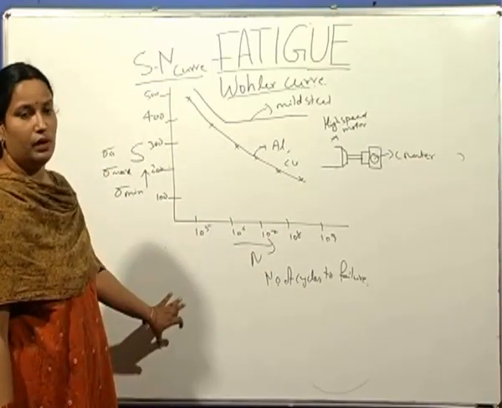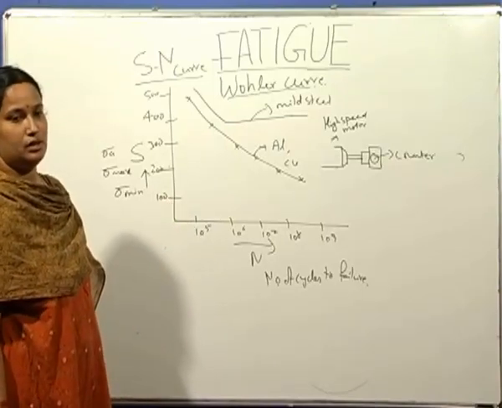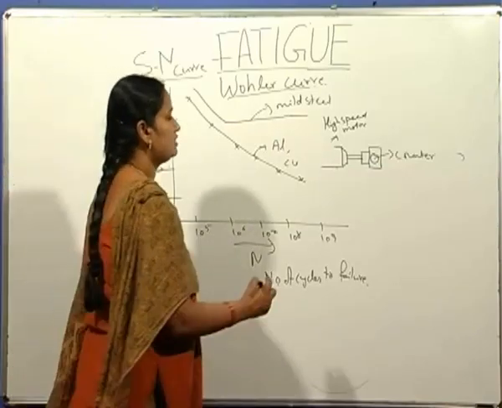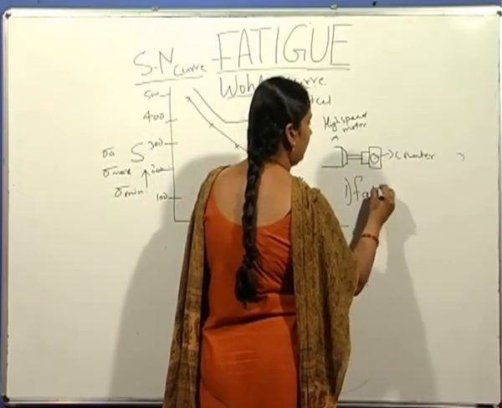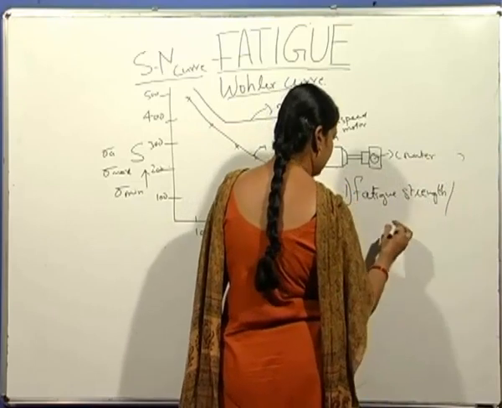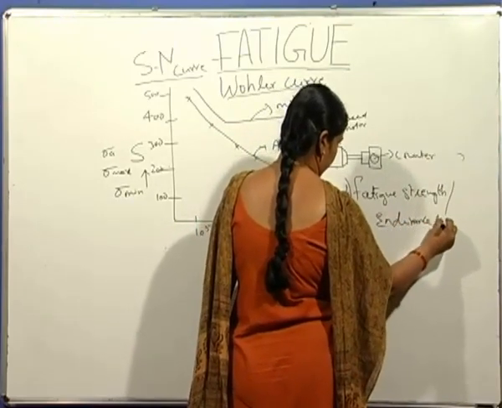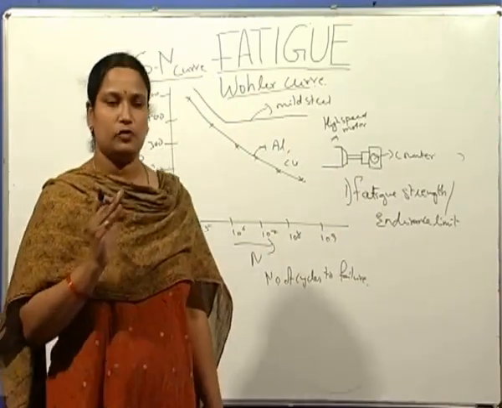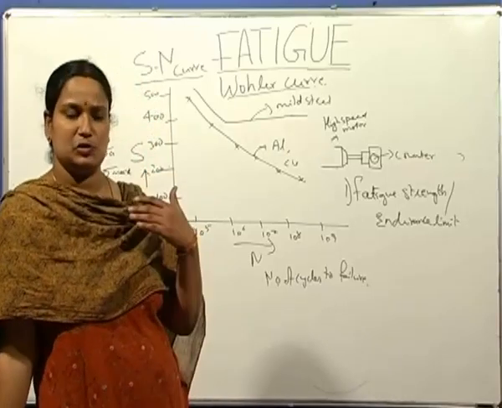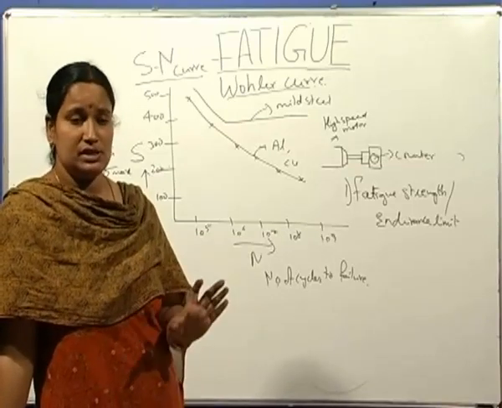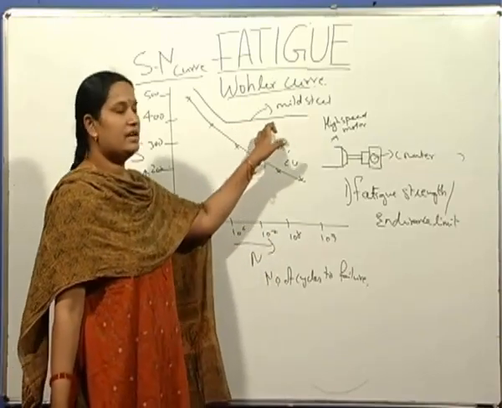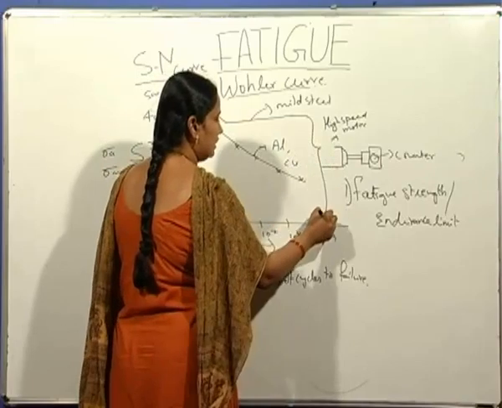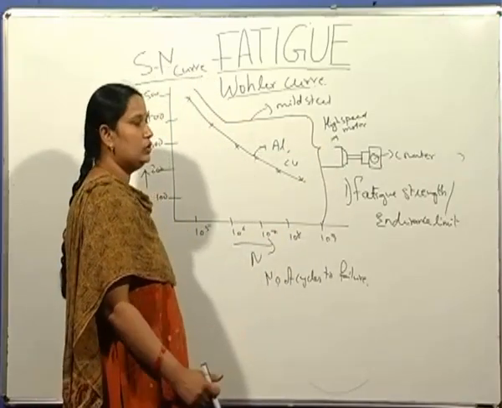So from this curve, one can define certain important parameters. The important parameters that can be derived from the stress versus N, that is number of cycles to failure, curve: first is fatigue strength or fatigue limit, which is also known as endurance limit. This is defined as the stress below which the material will not fail under cyclic loading, even if it is exposed to an infinite number of cycles. So this is mainly for the materials which show a flattening in the curve. The curve is flattened at some specified value of stress. So this is known as fatigue strength or fatigue limit, also known as endurance limit.